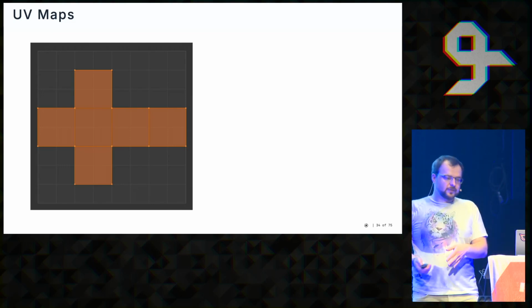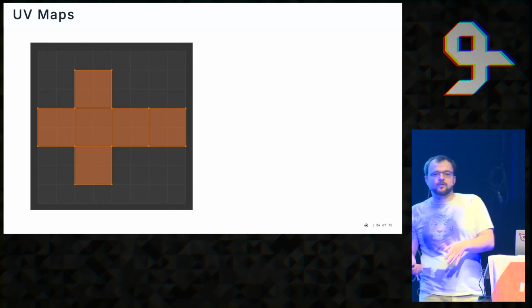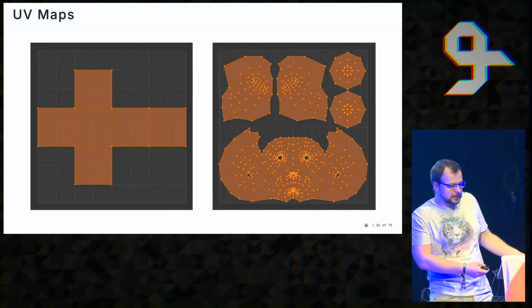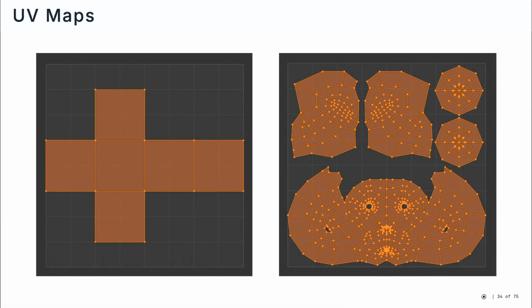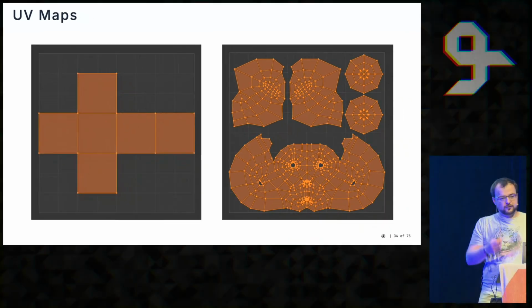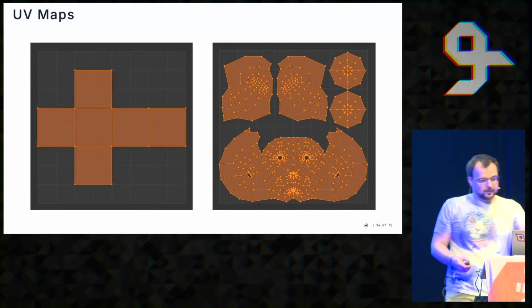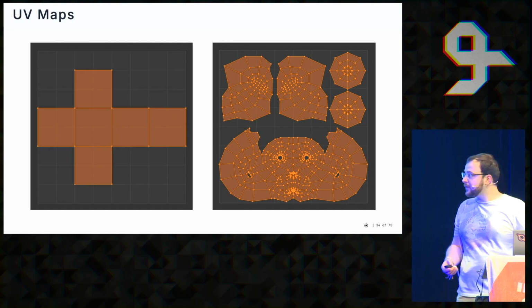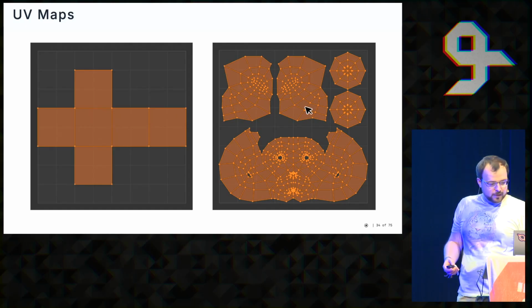A cube is relatively simple. Most UV maps are somewhat more complicated, but the principle is the same, because you're just interpolating coordinates, and the edges and faces here just represent real edges and faces in the model.